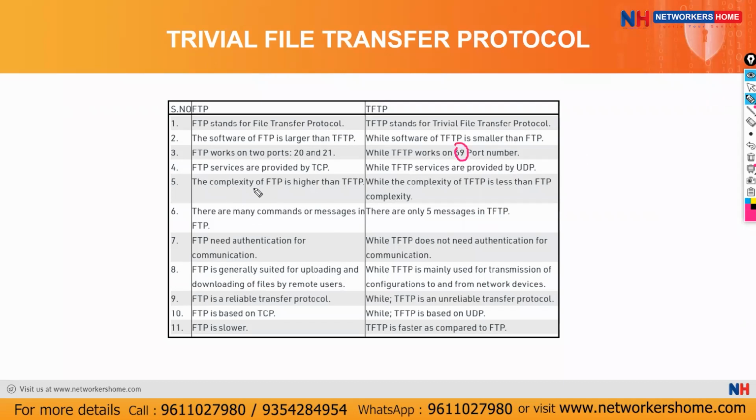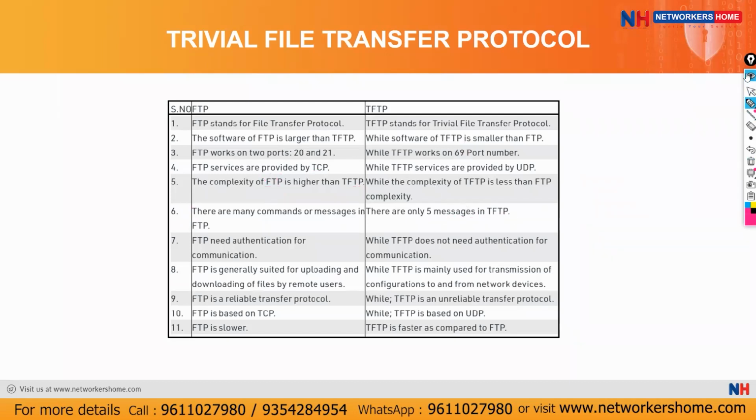Now, the complexity of FTP is, of course, higher than that of TFTP, because FTP uses TCP at the transport layer, and it requires connection establishment, etc. We studied that in the previous class regarding FTP. TFTP is less complex because we don't have connection establishment here. We are directly sending the data. In FTP, we have a lot of commands and messages, but in TFTP, we only have 5 messages.